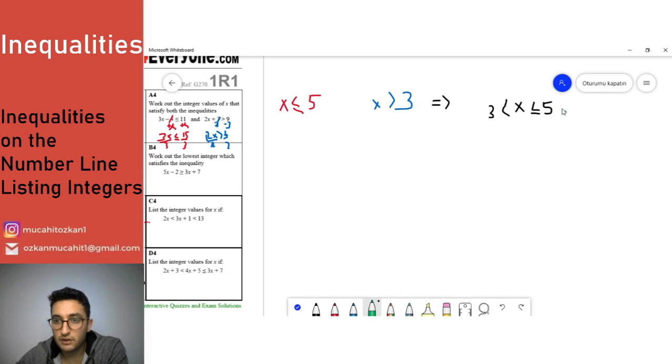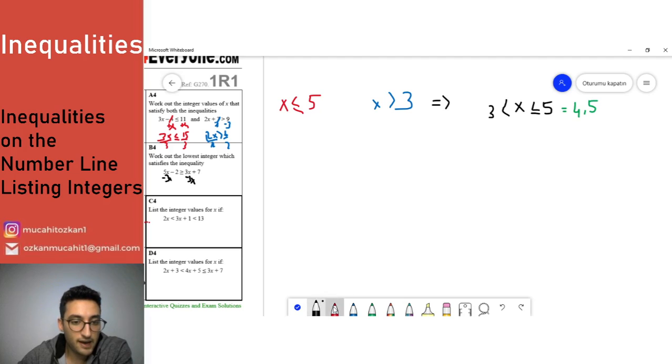So x can be 4 and 5 only. P4, work out the lowest integer which satisfies the inequality. Lowest integer. Let's subtract 3x from both sides and add 2 at the same time.